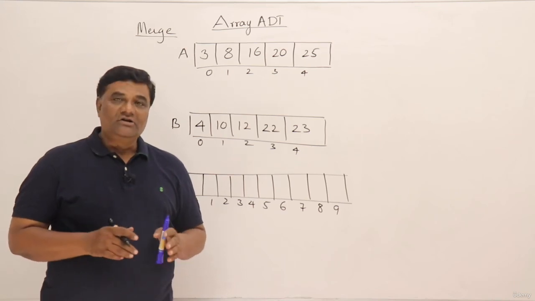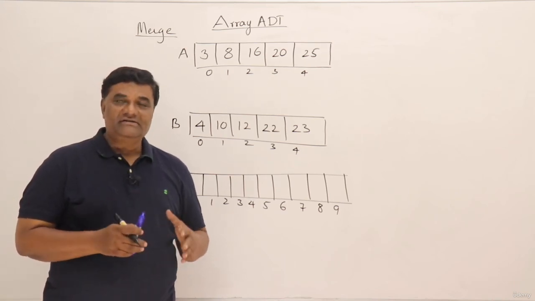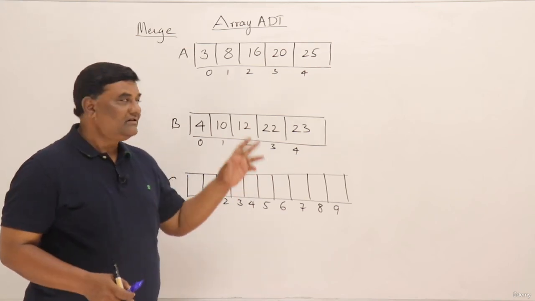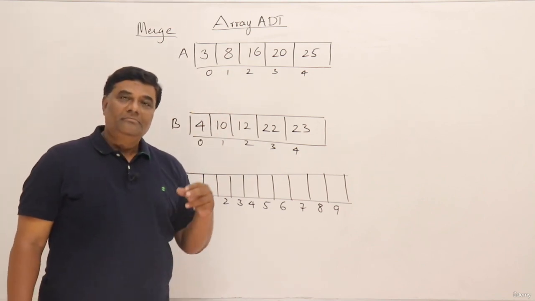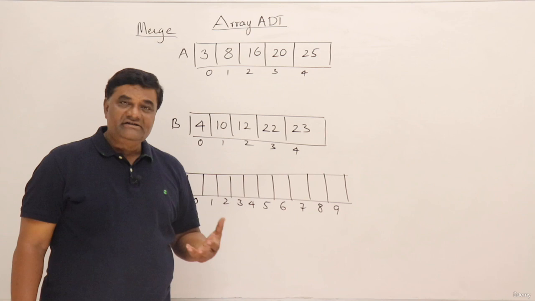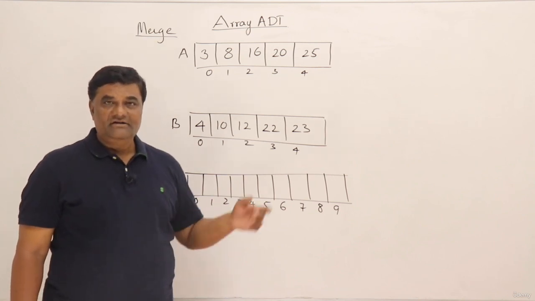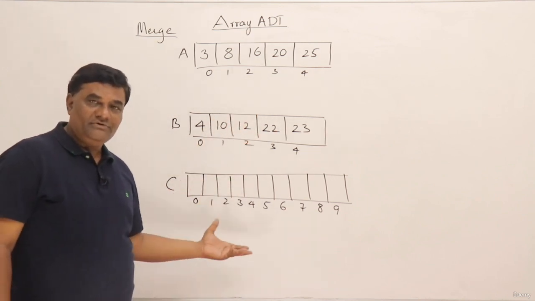In this video we'll talk about merging, that is, combining two sorted lists into a single sorted list. Merging is a binary operation. It needs more than one array so that it can combine them into a single array.